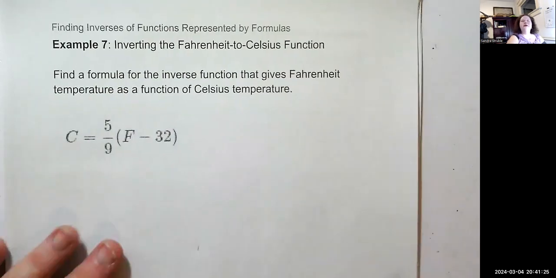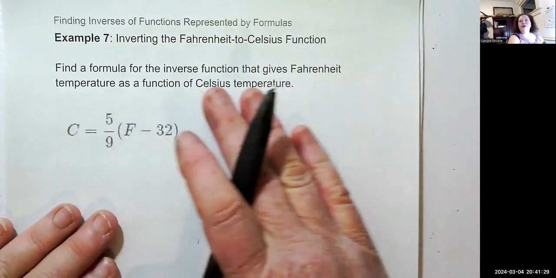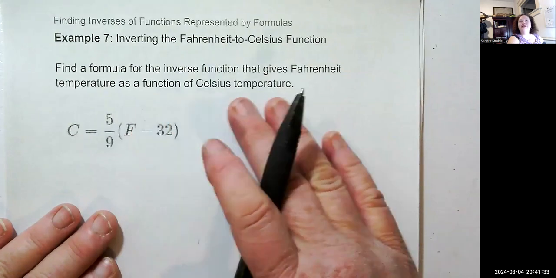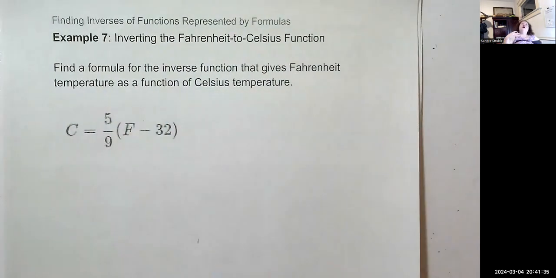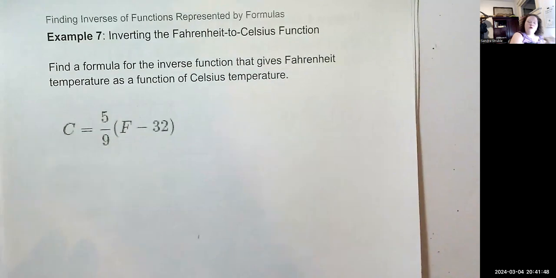All right, so the next one, it's very limiting, but just to show you in the whole real world thing, find a formula for the inverse function that gives Fahrenheit temperature as a function of Celsius temperature. Therefore, if they want you to put everything in Celsius, that means they want you to solve for F, because they want your function to be a function of C. We're not going to do an inverse here per se, as far as writing the little inverse -1 up there.